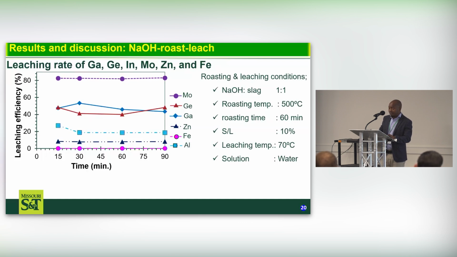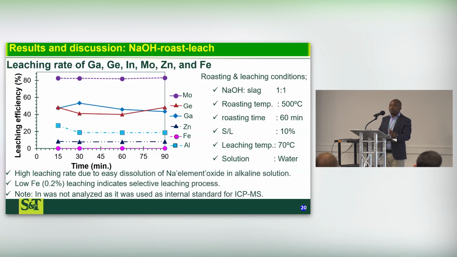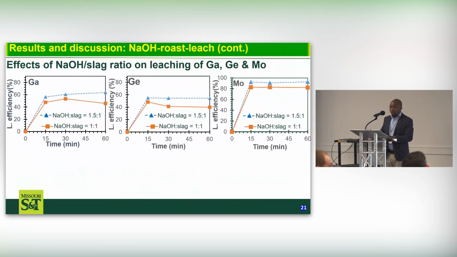But zinc and iron do go into solution. Compared to the acid bake leach, this sodium hydroxide roast leach is more selective against iron. And maybe you can't see indium here. We could not analyze indium because we were using indium as an internal standard for ICP-MS, so we cannot report it for now. So we're trying now to compare what's going to happen. Maybe I should mention that we haven't optimized this process, so this is just preliminary.